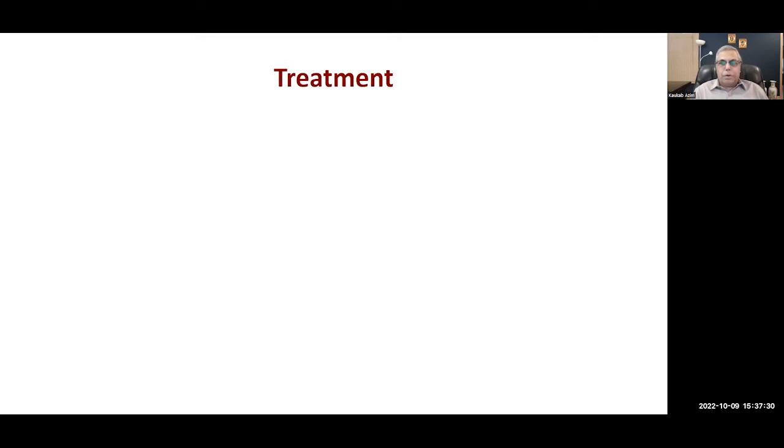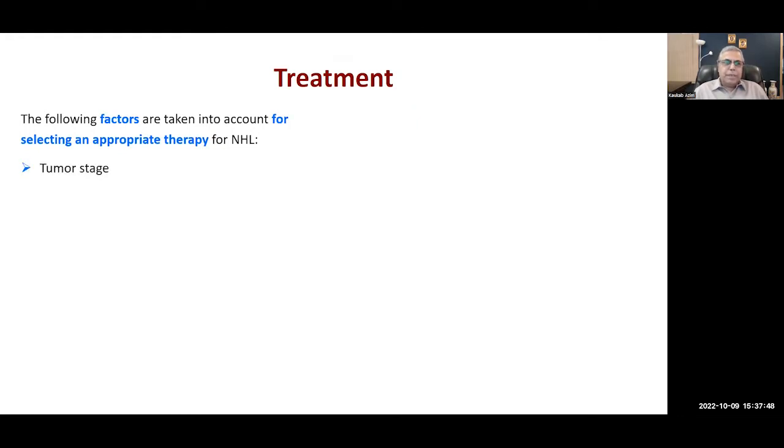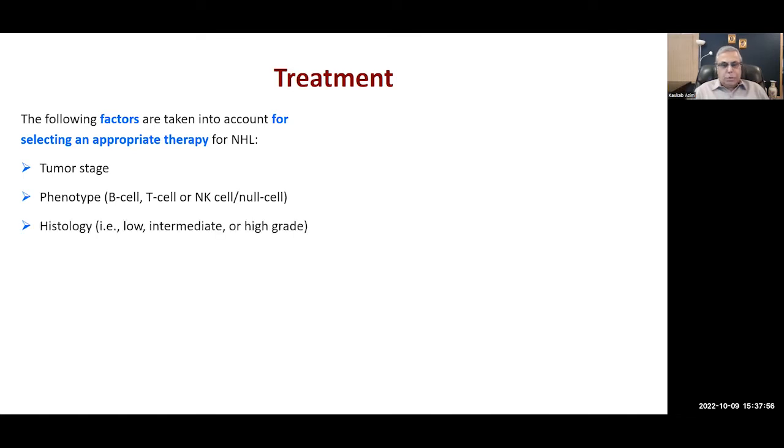Right, now we go on to the treatment, which is the most important part. As I mentioned previously, most of the questions that you will get in the examination will be from the treatment part. So the following factors are taken into account for selecting an appropriate therapy: tumor stage, phenotype, whether it is B cell, T cell, or natural killer cell, histology, low grade, intermediate grade, or high grade.